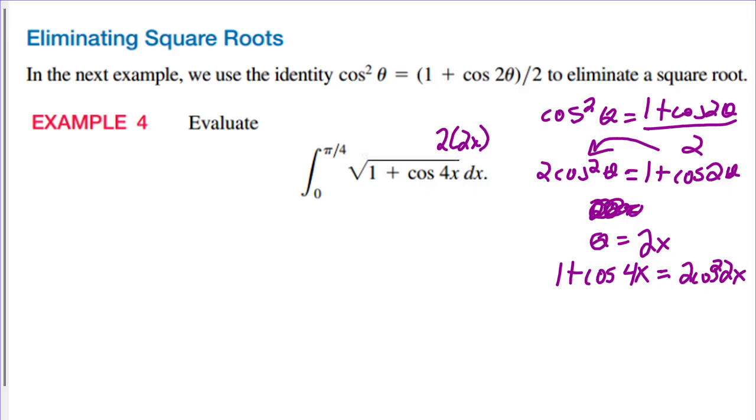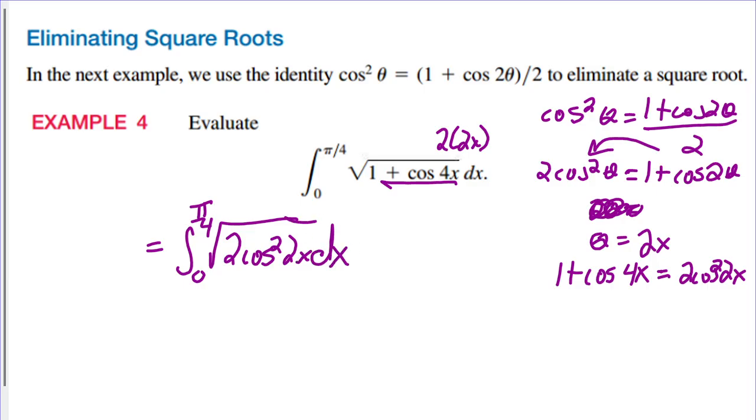So now, instead of integrating this function, we have a new function, and that is the integral, and we're still in x, so we don't have to change our bounds of integration, 0 to pi fourths of the square root of 2 cosine squared of 2x dx. And that works really nicely because now we can take the square root and get a constant square root of 2 in front times the integral of the square root of cosine squared of 2x, which leaves us with just cosine of 2x dx, which we can integrate really easily.